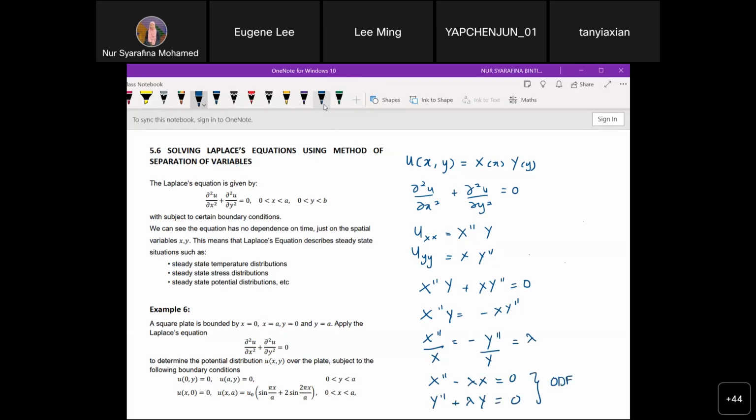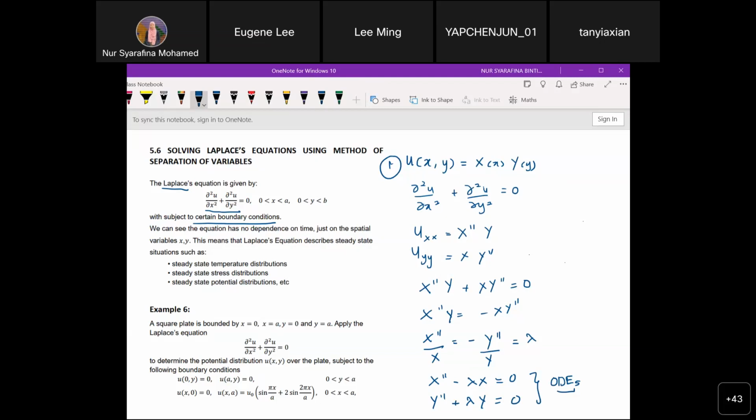So we can separate the PDE into ODEs by using the lambda obtained there. Now the PDE is reduced to these ODEs. From the given Laplace problem, we are going to use these two ODEs to find a solution. The Laplace equation is subject to certain boundary conditions. You can see that the equation has no dependence on time, only the variables x and y. This means the Laplace equation describes a steady state situation, such as steady state temperature, stress, potential, and so on, problems not involving a time variable.